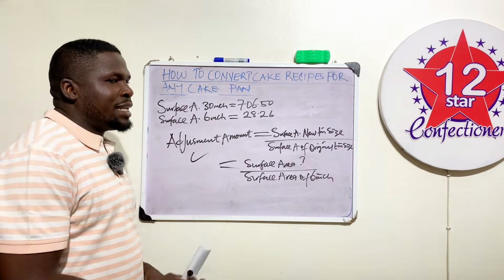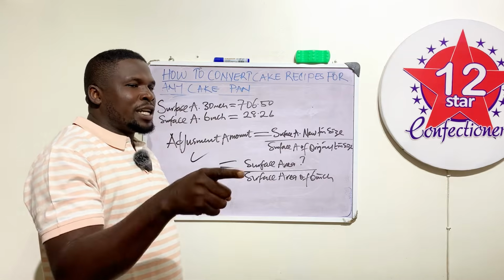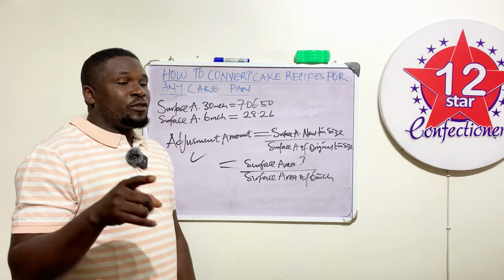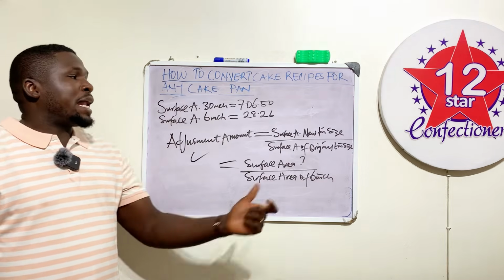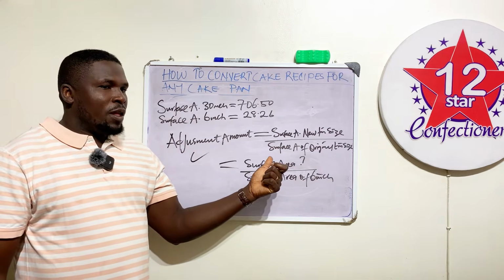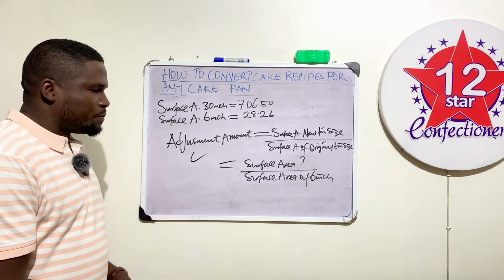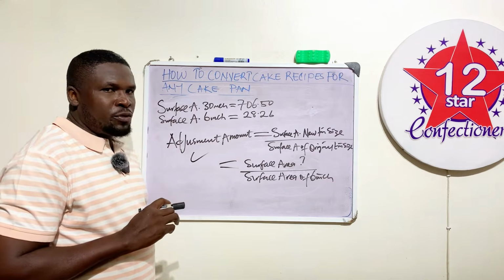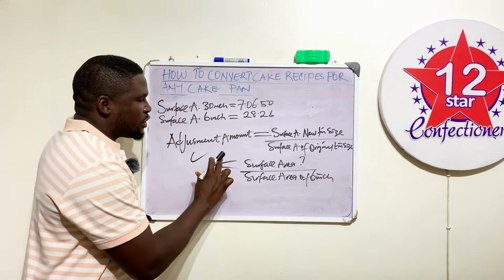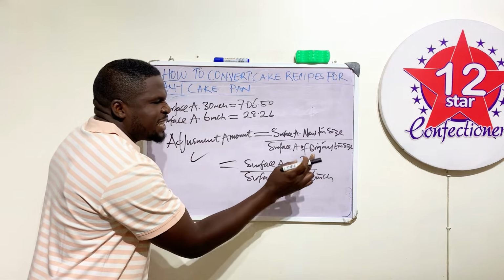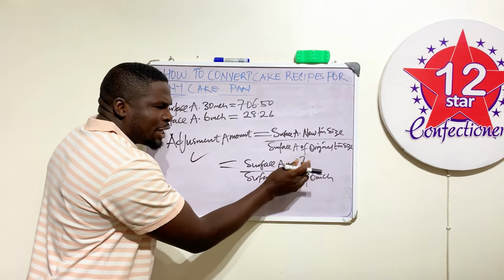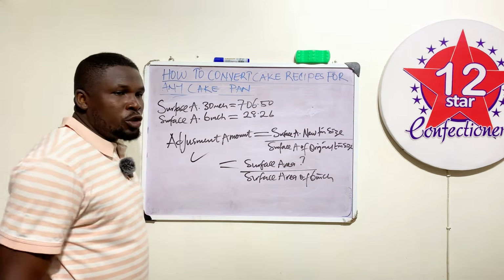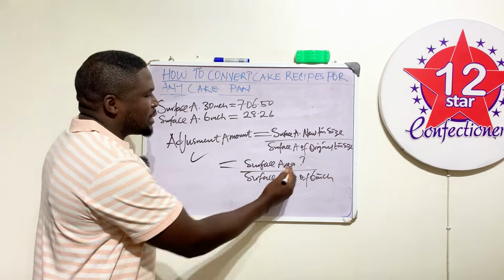It is better for you to understand it easier than apply it in our standard formula. Do you understand what I mean? So in this course I have made it simple for everybody to understand. I have the surface area of the desired cake pan that you want to bake. That is the one the customer called you for. The customer called you for the 30 inches cake pan.